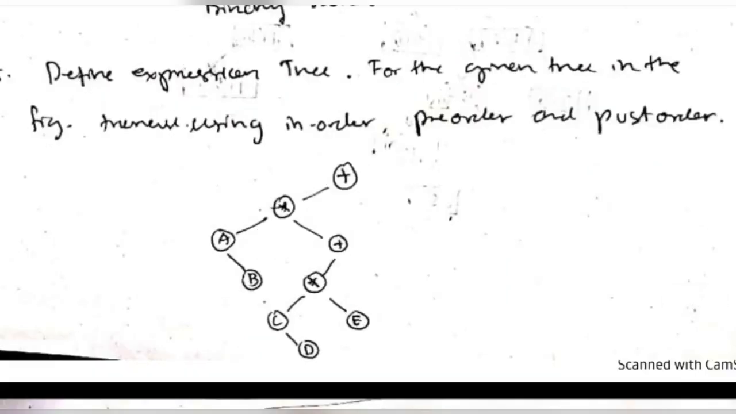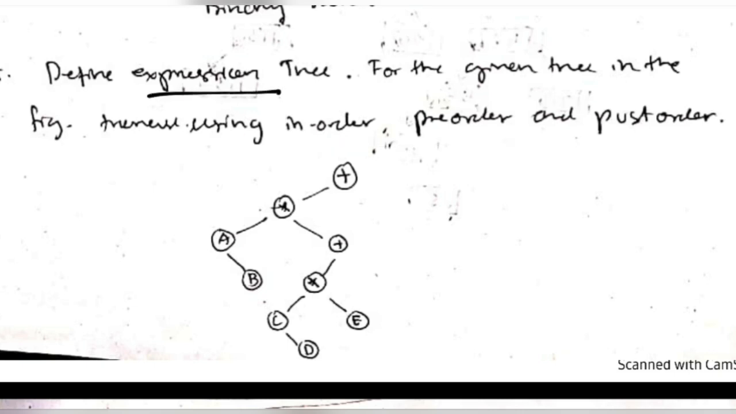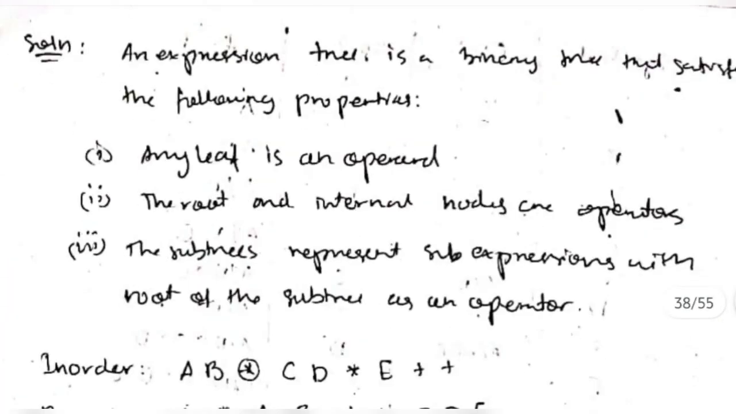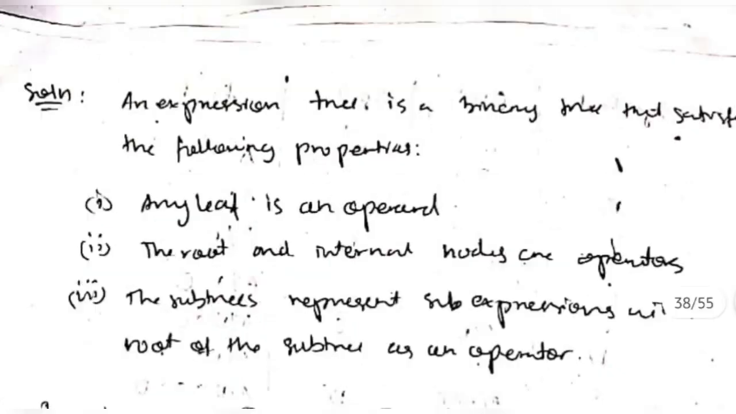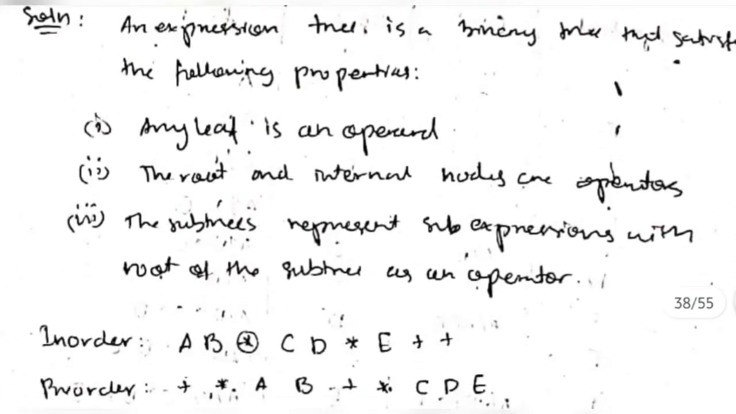In this question we have been asked to define expression tree and traverse this tree using in order, pre-order and post order. This is the same as the previous one as I had discussed, and the difference lies in what is expression tree. In expression tree you will have the operators and the operands placed here, and it should satisfy three conditions. First one is any leaf is an operand. Leaf means the last nodes. Okay, all the last nodes here are operands. Okay, and the operators will be the root node and the internal nodes.